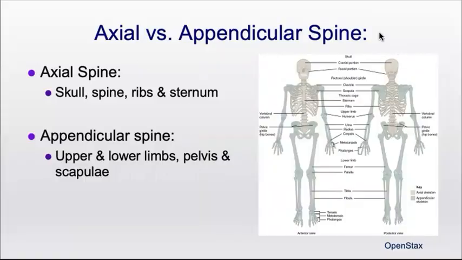Now, it is also helpful to distinguish the axial and the appendicular spine. So this is sort of a functional classification as well. The axial spine supports the head, the neck, the back, and the chest, and it really does form that vertical axis of the body. Okay. It includes everything that is in the pale or bone colored on this diagram. So it's your skull, your spinal column, including your sacrum and your coccyx, and your ribs and your sternum.